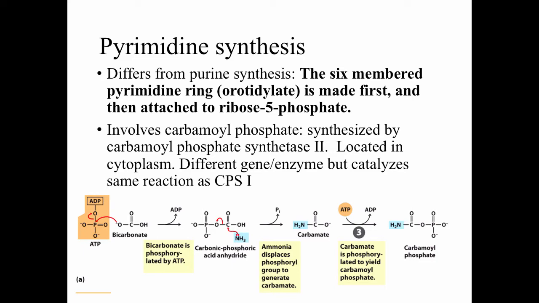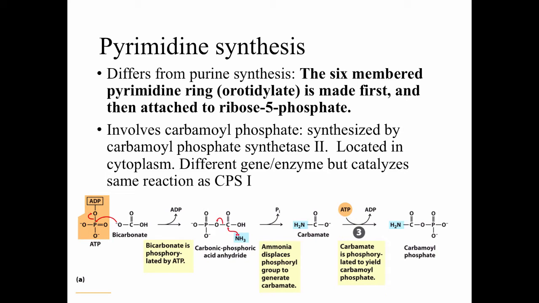And so CPS2, which is in pyrimidine synthesis, catalyzes the same reaction, and it does so by the same exact mechanism where it binds ATP and bicarbonate. It reacts bicarbonate with ATP and phosphorylates it, making a carboxy phosphate intermediate. An amino group can then attack the carboxyl group and displace the phosphate, making carbamate. And then addition of another phosphate group coming from ATP makes carbamyl phosphate. So this is just a review of a reaction mechanism we've already learned.